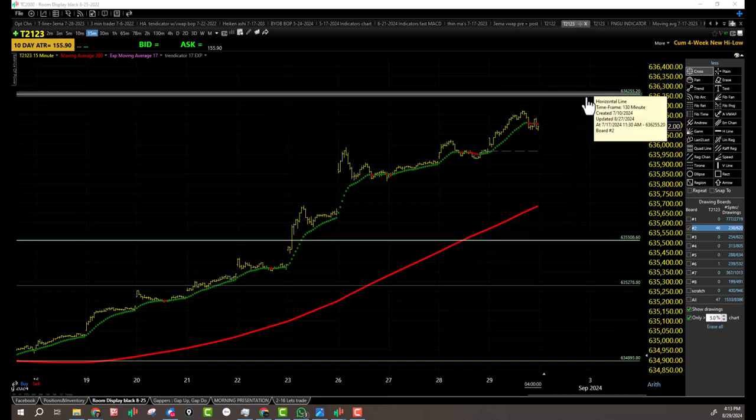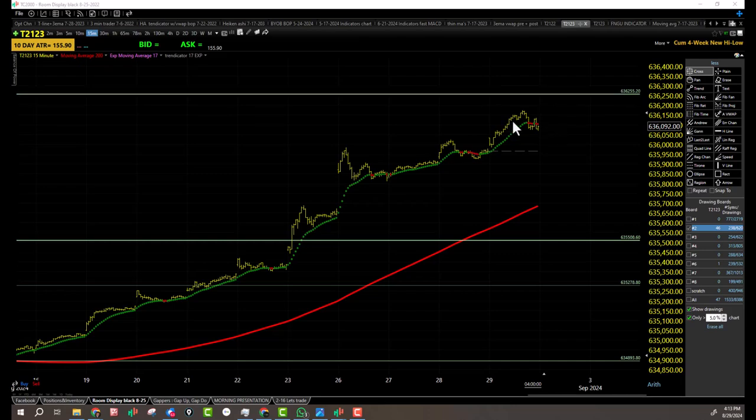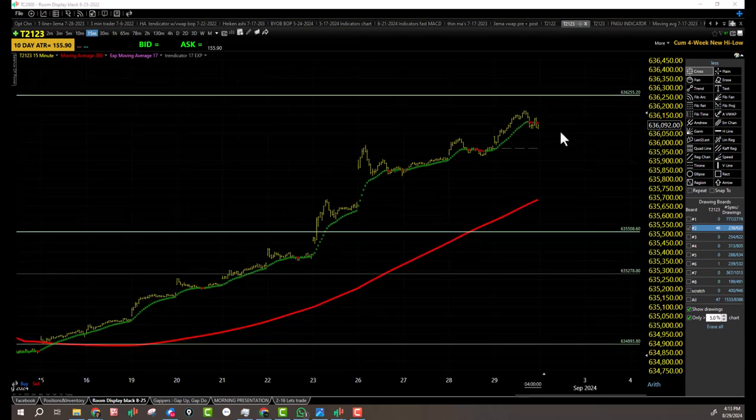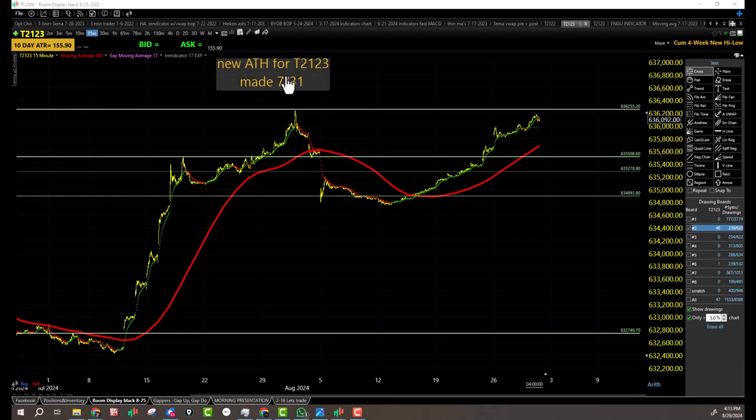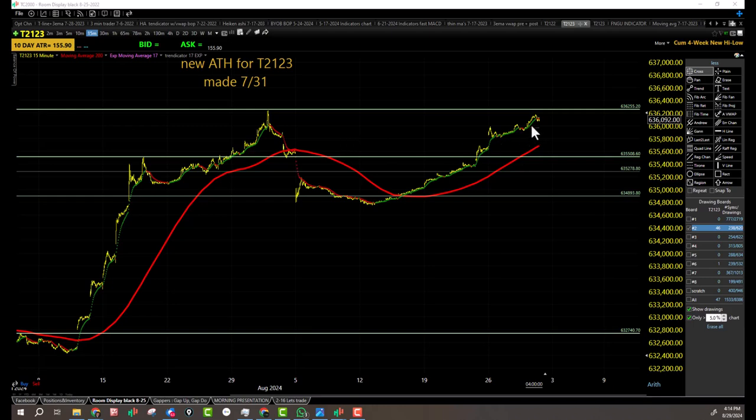Here is the all-time highs. We are within striking distance of making new all-time highs right here. Okay, those were last made on 7/31. That'd be July 31st this year. Okay, so we are challenging. All right, we're in the process of making a new all-time high for T2123.